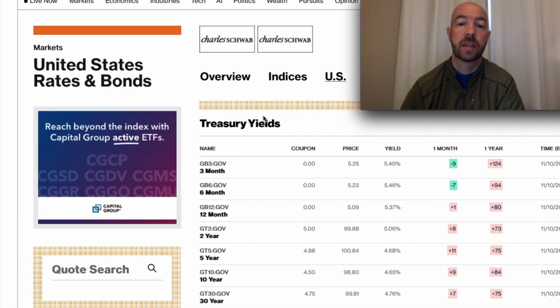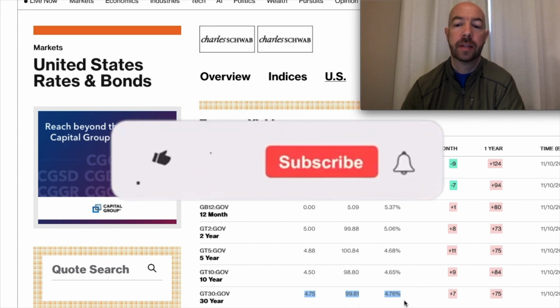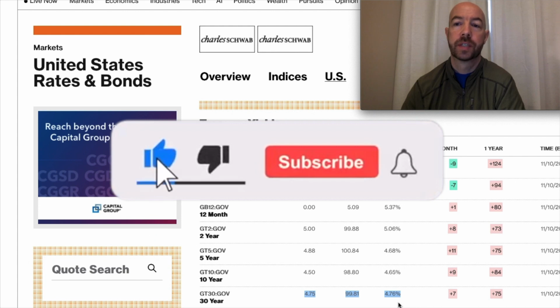So you'll see something like this, Treasury yields, right? These are some key rates. Sometimes they will give you the price and the yield. They won't always give you the coupon, but Bloomberg does. And so if we look here at the bottom, the 30-year, they say it's a 4.75 coupon, selling for $99.81, and this yield, 4.76.